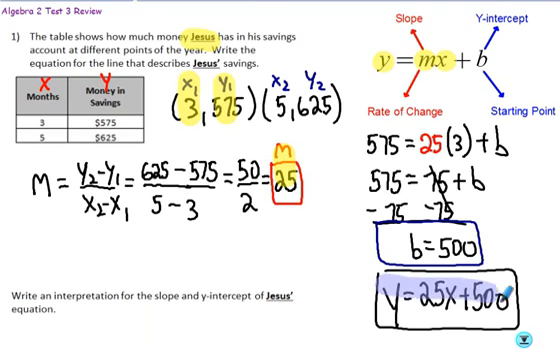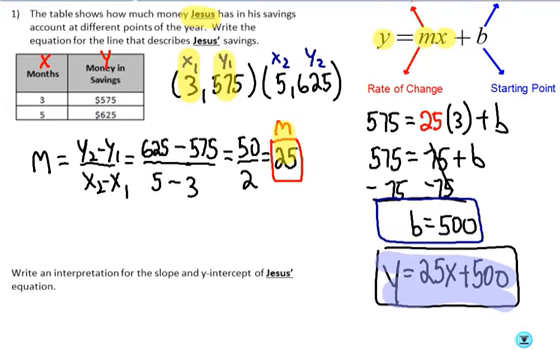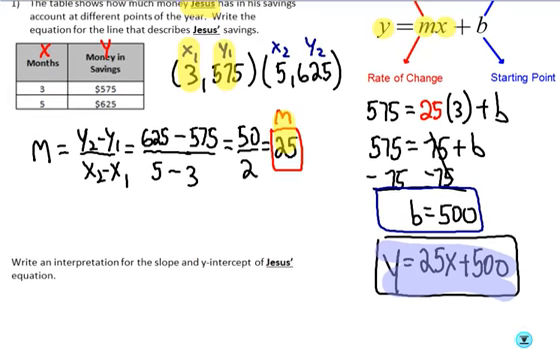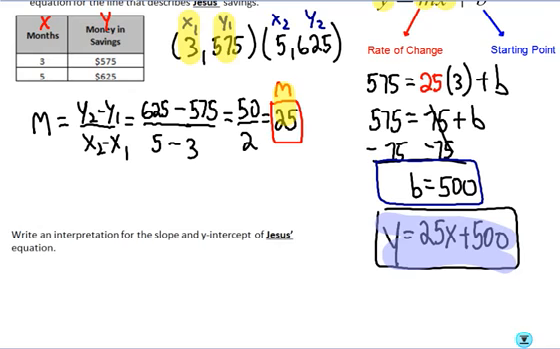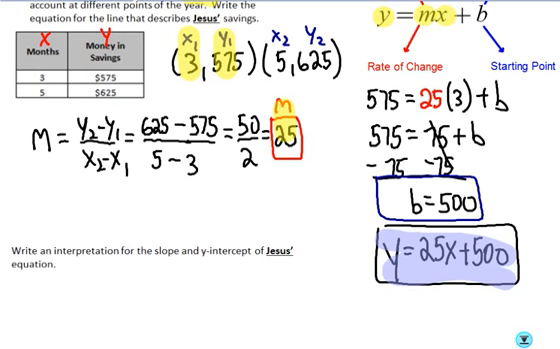Now let's kind of interpret the next part of this. It says write an interpretation for the slope and y-intercept. So we've come up with the numbers, but it's important that we can do the math, but it's also important that we're able to interpret what that actually means. So again, the m represents the rate of change, how it's changing. The b represents the starting point.